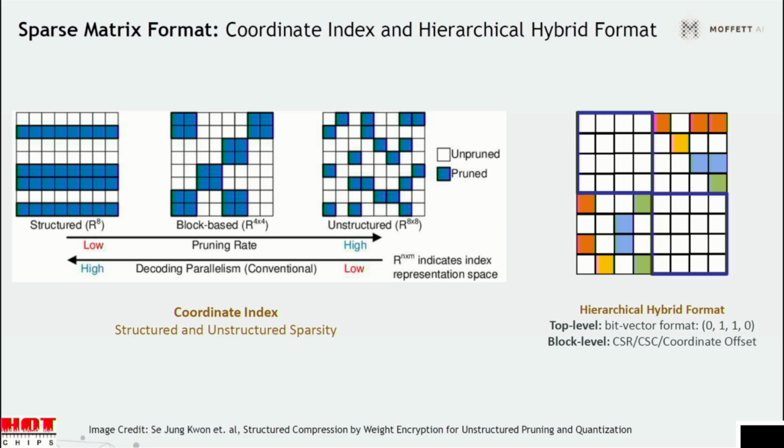And also, there's a hybrid format. For example, we have a 2x2 kind of block, and inside this 2x2, this whole block is 0. And then inside another 4x4 matrix, we can use CSR, CSC, or index value pair to encode this matrix. And there's more design on the hierarchy hybrid format.